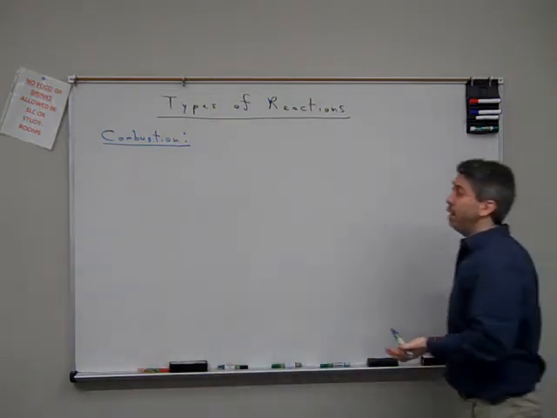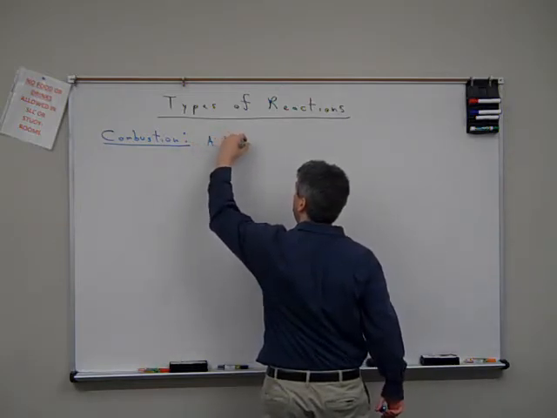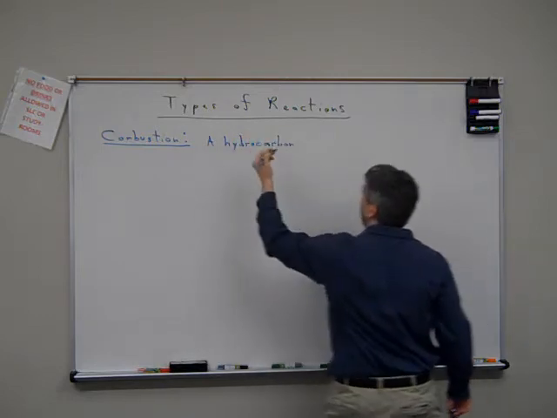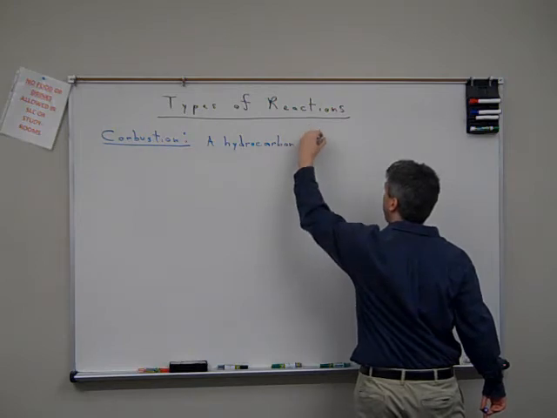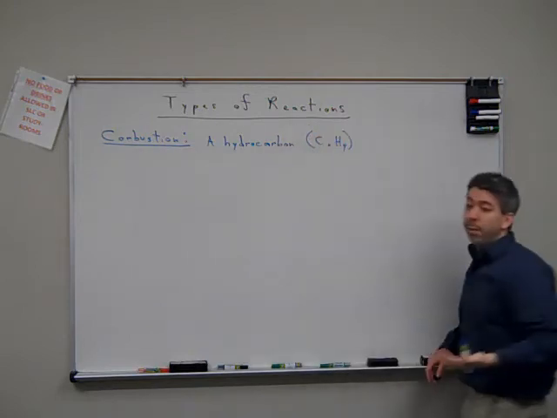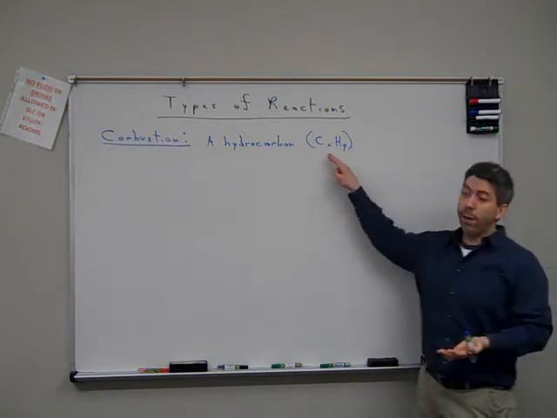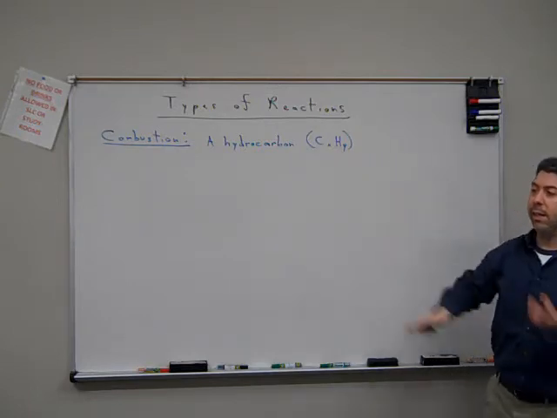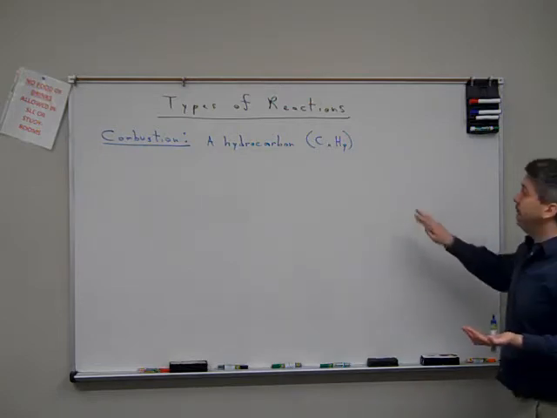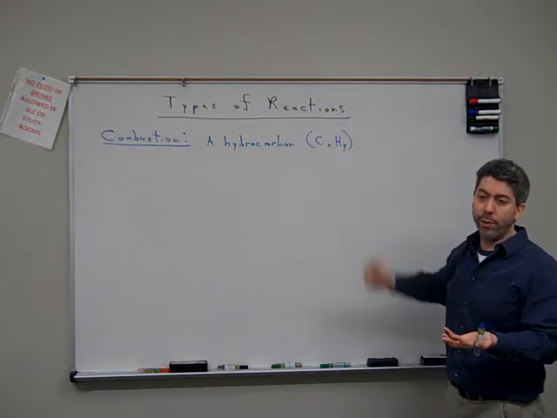So in a combustion reaction, a hydrocarbon, now, hydrocarbons are usually in the form of CXHY. The number of hydrogens and the number of carbons can be different. You can have C4H10 or C4H8. It depends on the structure of the compound and the number of double bonds, but essentially the pattern is the same, CXHY, some sort of hydrocarbon.